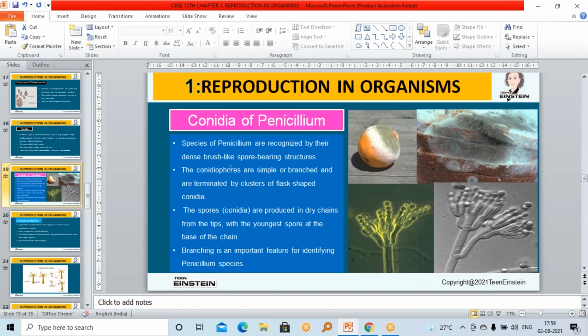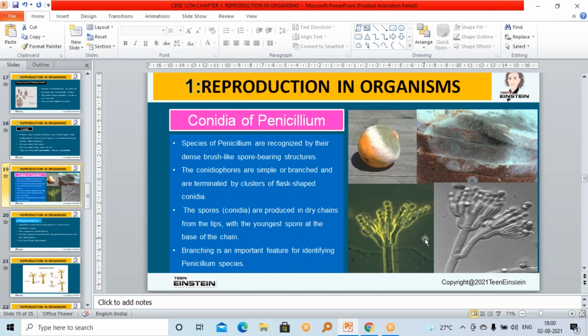You can see here conidia of penicillium. Species of penicillium are recognized by their dense brush-like spore-bearing structures. You can see it in bread mold, with the black color. This is a common one. These penicillium are recognized by their dense brush-like spore-bearing conidia, and the conidiophores are simple or branched.